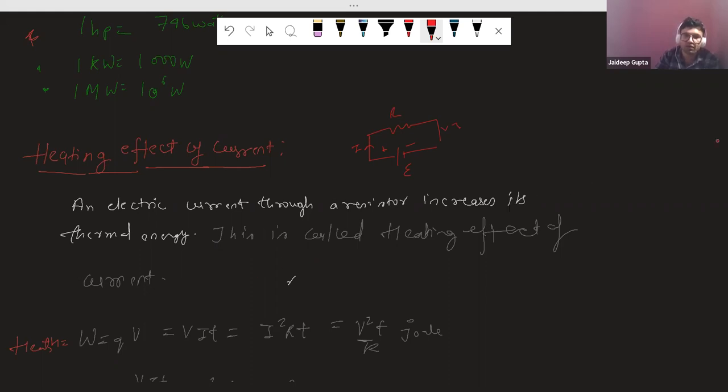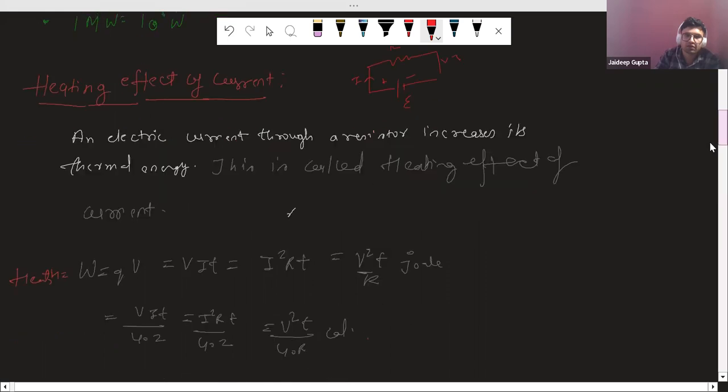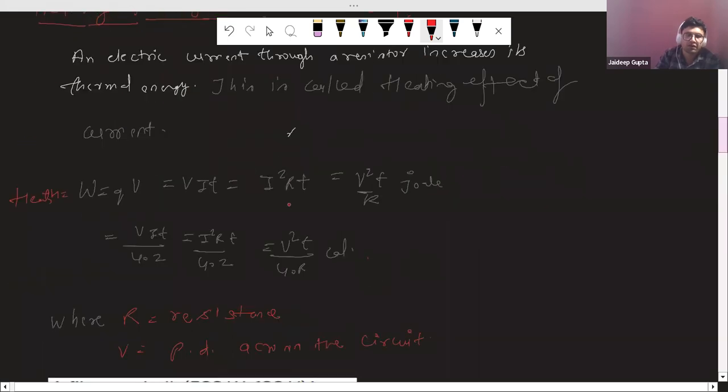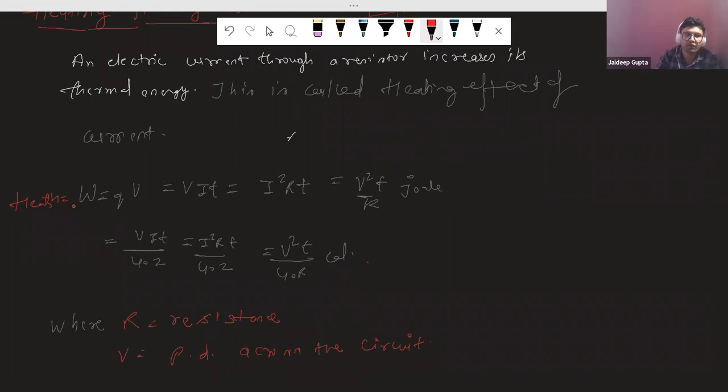The same formula. Work done equals heat, which equals energy. That is work done, Q times V. I told you all the formulas. Now, if we have to calculate in calories, VIT over 4.2. This is the heat in joules. This is the heat in calories. You have to divide by 4.2.